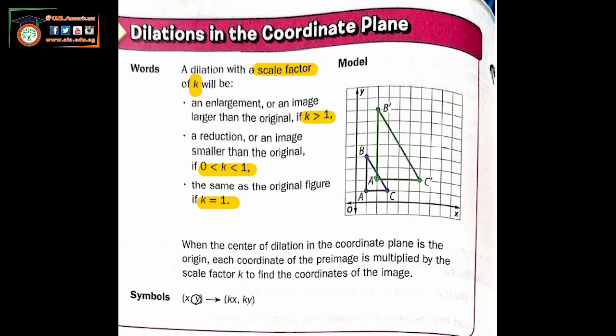With this, when I have x and y, which is any point, let's say A with coordinates x1 and y1, and you need an enlargement, I'm going to apply the scale factor to both x and y. So you have to multiply x and y by the same scale factor. You cannot change them. It must be the same.